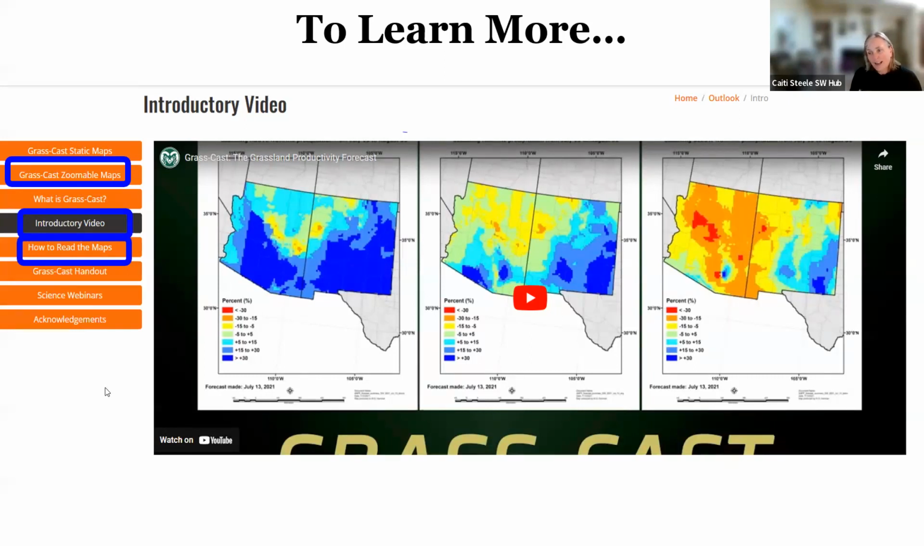On the website, you can access the zoomable feature that lets you see more specific information for your particular area, including how much precipitation has been received and is expected for each of the 3 scenarios. And then hopefully you can consult these 3 scenarios and decide which works best for your location. There are also several videos and tutorials that can help you interpret the maps. So once again, thanks, Julie, for helping us understand what's happening with GrassCast over the Southern Plains this season.